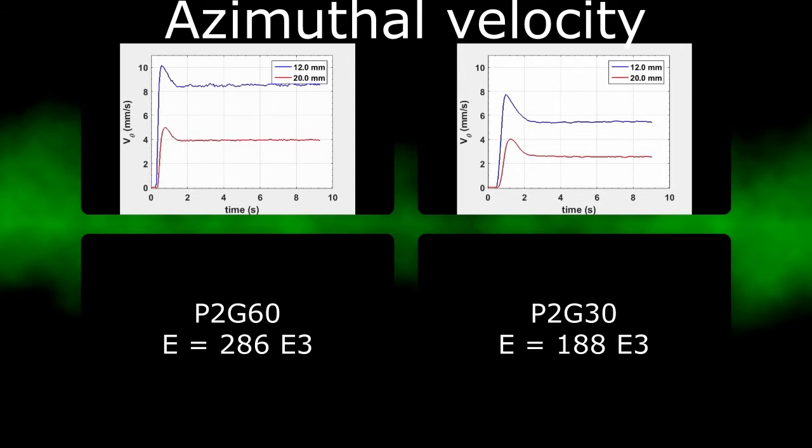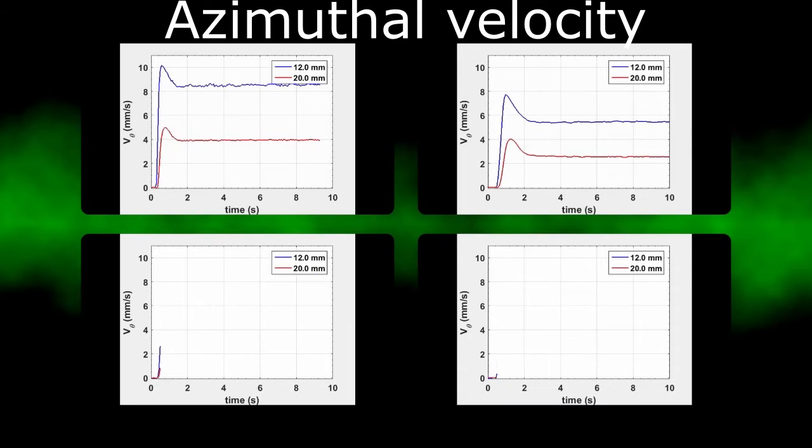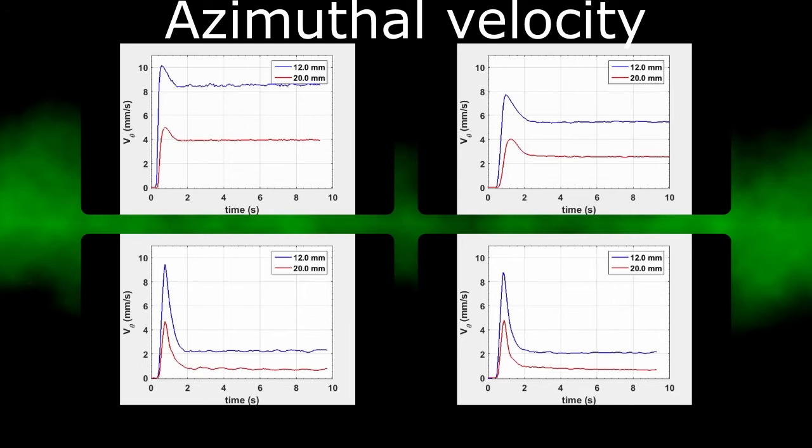The videos below correspond to the solutions with 2% polyacrylamide added. As you can see, the effect here is quite drastic. The difference between the stationary velocity and the maximum velocity is huge.